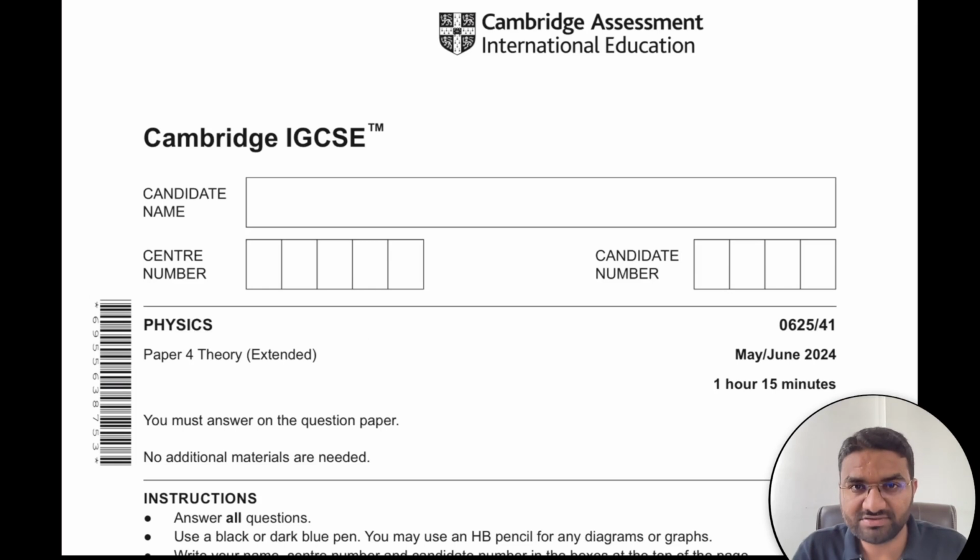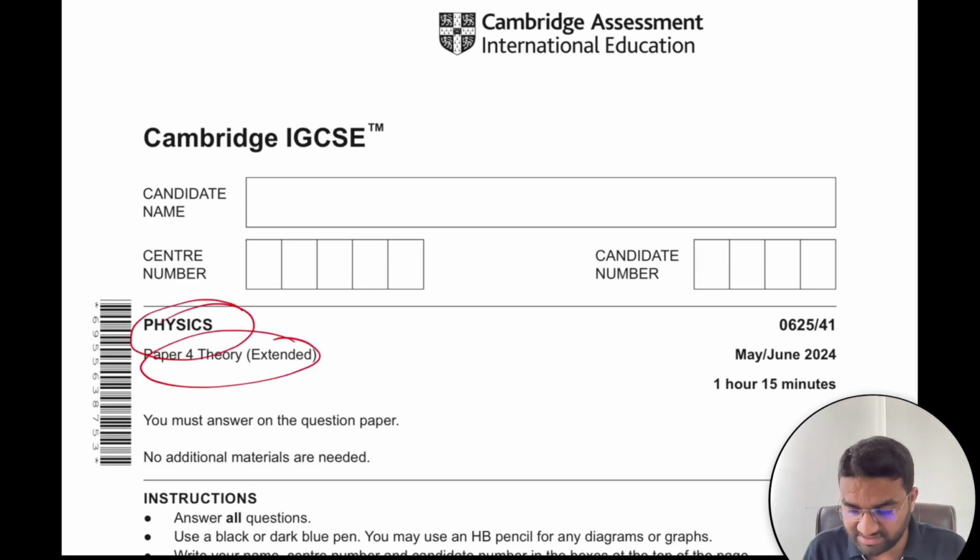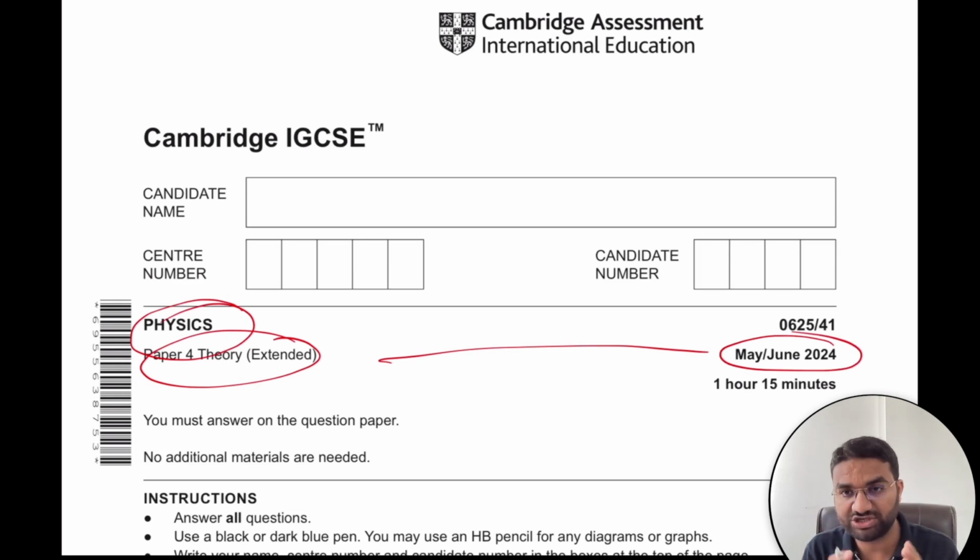So today we have to discuss IGCSE Physics Paper 4 Extended May-June 2024 question. And this question is from the momentum, kinetic energy, energy conversion topic.